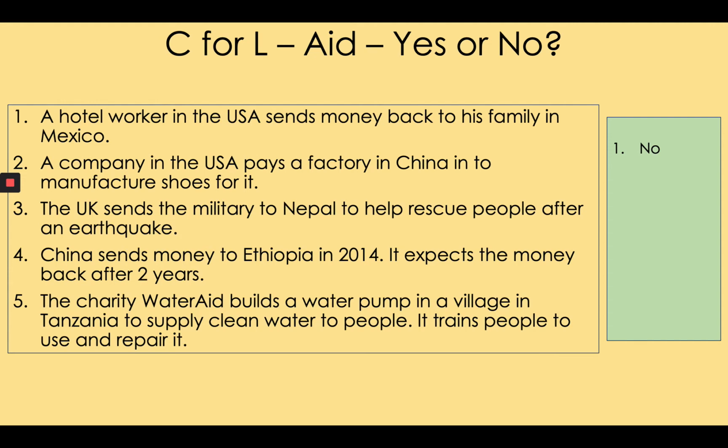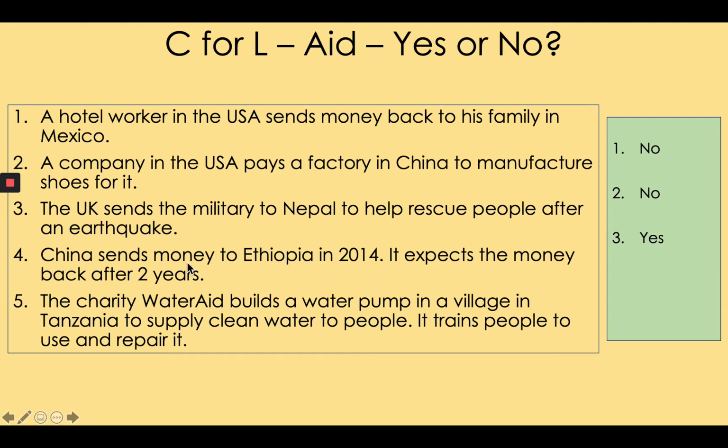Number 2, a company in the USA pays a factory in China to manufacture shoes for it. That is not aid either, because that's not being done to help people. It's paying the factory to help increase its profits. 3, the UK sends the military to Nepal to help rescue people after an earthquake. That is aid.